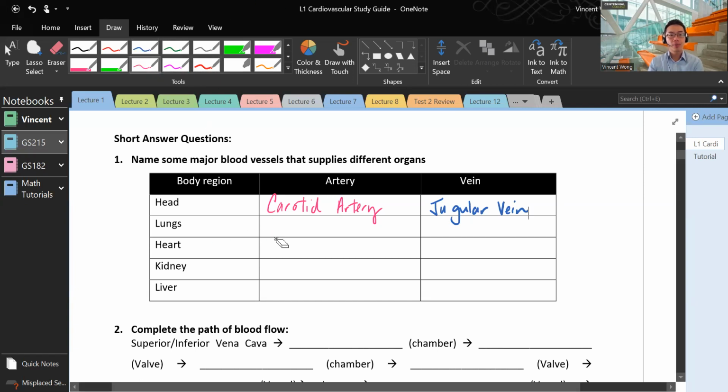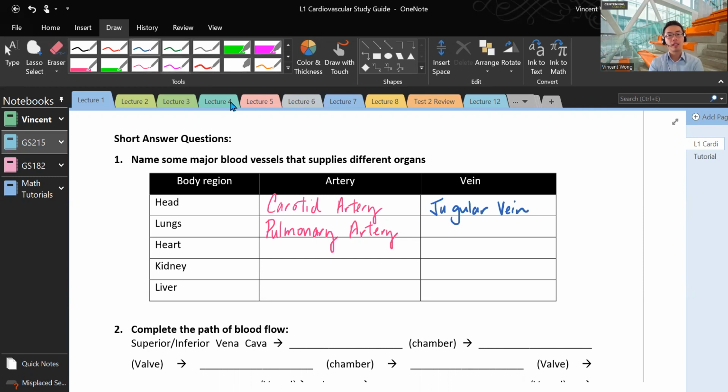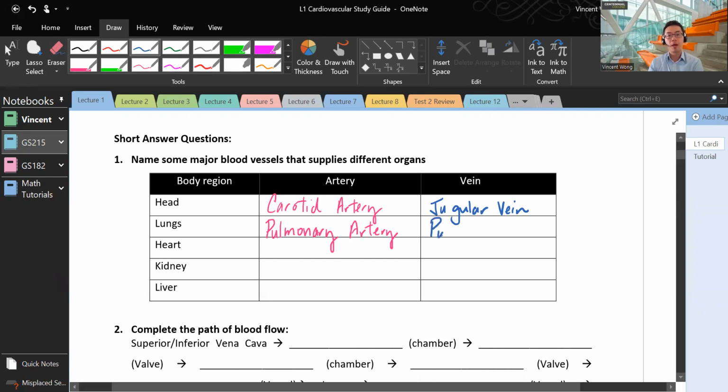Going to the lungs, we have the pulmonary artery. So the pulmonary artery connects from the right ventricle of the heart, and it will pump the blood to both of your lungs. And coming back, we would have the pulmonary veins.